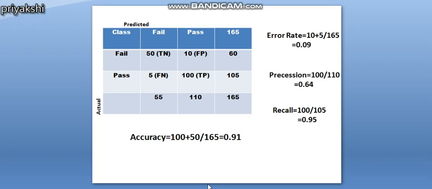And based on these performance parameters you can judge which classifier will work best or most efficiently for you. So this is how you can calculate the different performance measures.